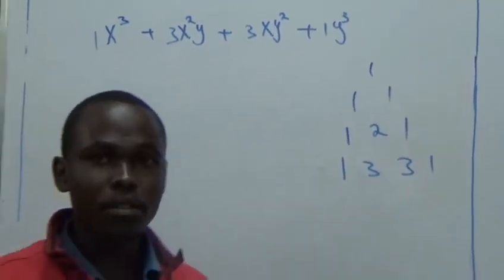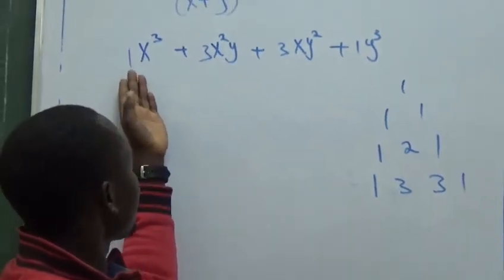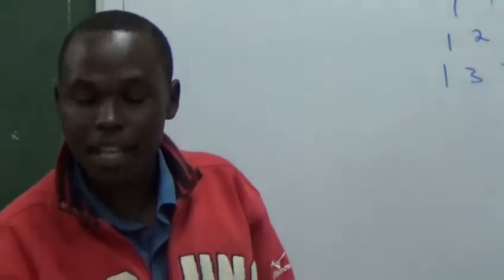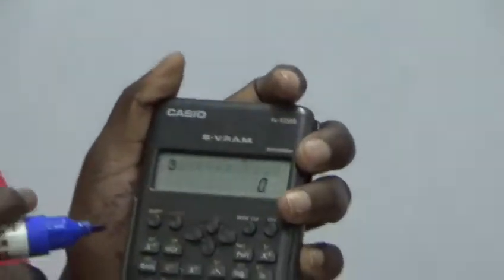So I'm going to show you the easiest way to find these coefficients in our calculator. In our calculator, if you are using an FX82, what you will do, you will press this power, the power which is 3, then you press here.